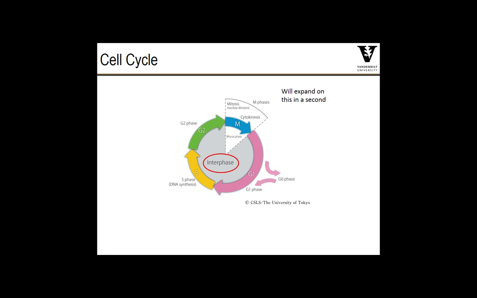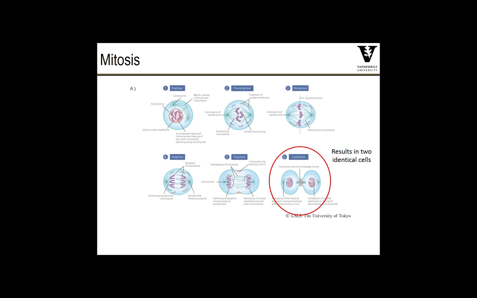So this is what mitosis looks like. These are the six stages of mitosis. Again, we are not going to look for you to reproduce this in any way, but it's important to understand. I think the most important thing to take away from this is that mitosis is the process in most cells where you end up with two identical cells at the end of the process.